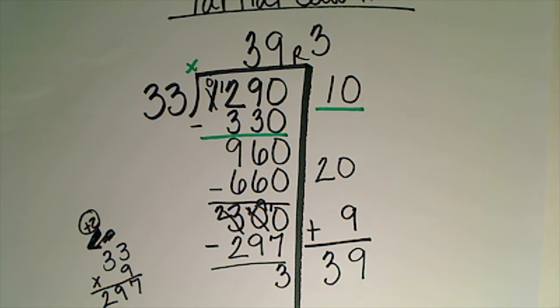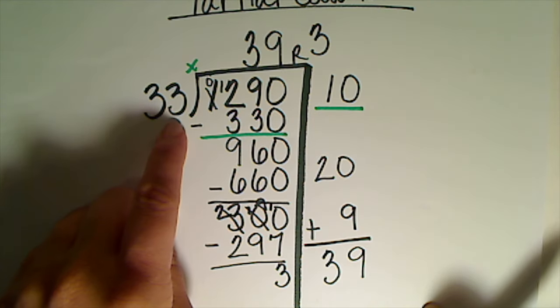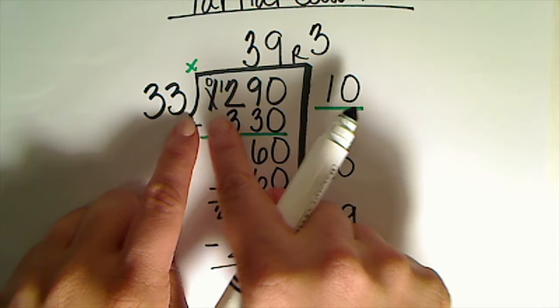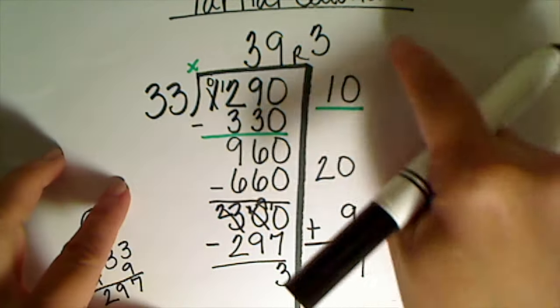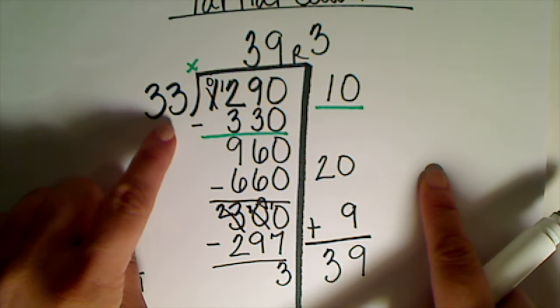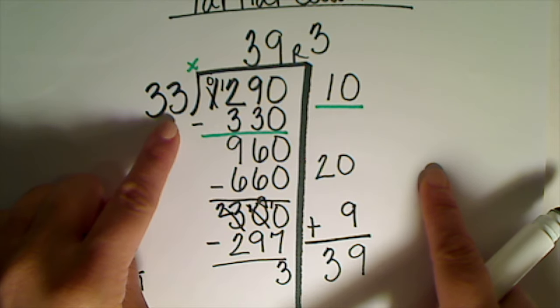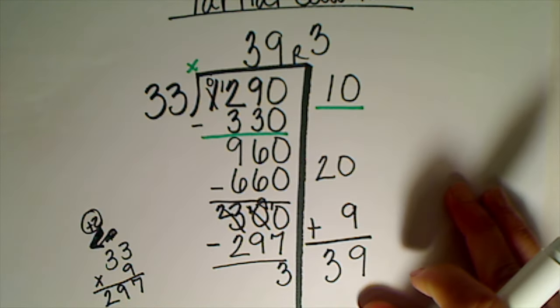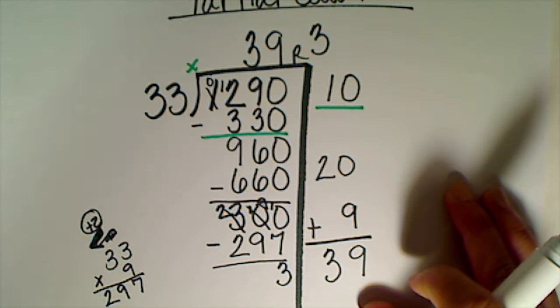Guys, you did that. You did a great job. Do not let a 2-digit divisor intimidate you. You know the processes in partial quotient. If you're not familiar with your multiplication facts of a number like 33, partial quotient is there to help you. Now let's see how this looks with standard algorithm.